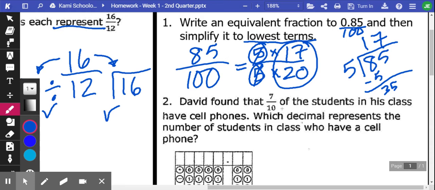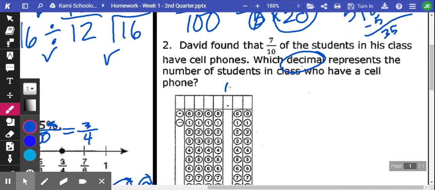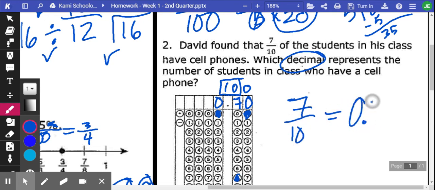David found that 7/10 of the students in the class have cell phones. Which decimal represents 7/10? So this is just a place value issue here. So we have tenths right here. If this was hundredths, then we put it over here. But because this is tenths, we're going to put 7 in the tenths place value, and then we just fill in a 0 for hundredths. So we have 0.7. 7/10 is equal to 0.7 in the tenths place value, and then for a griddable, we've put in the 0 for hundredths.